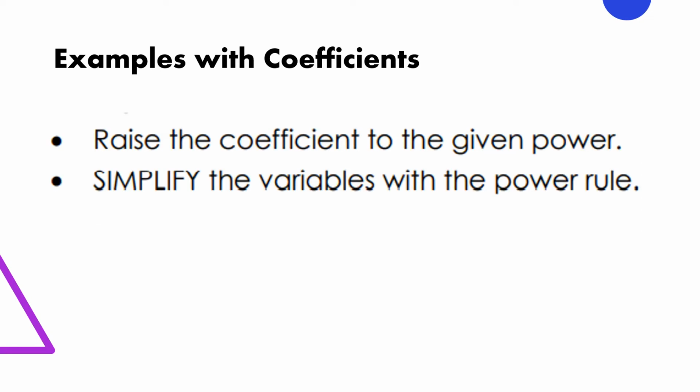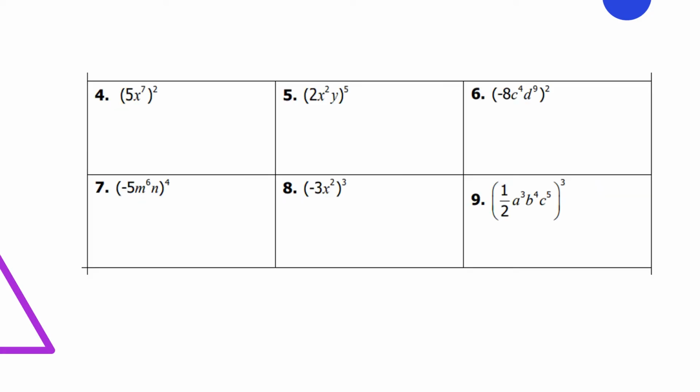So what do you do with coefficients? Well, you raise the coefficient to the given power and then use the power rule for the variables. So it's easy to forget to give that coefficient a power. So that's why I rewrite everything. So this is what I'm talking about.